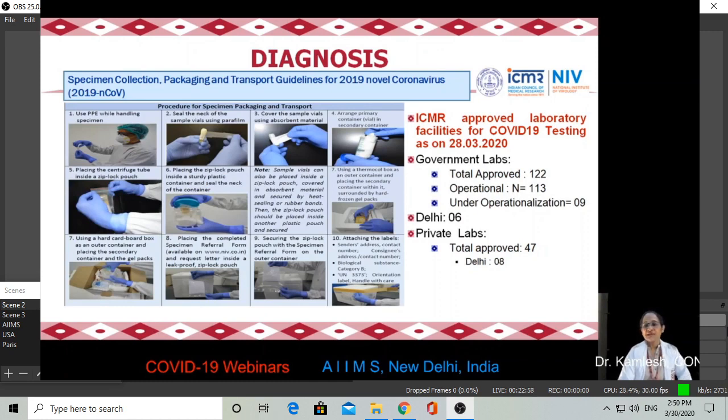Now, in India, ICMR approved lab facilities are available for testing. Both government labs and private labs are there. In total, the government labs are about 122, out of which 113 are operational and the rest are under operationalization. In Delhi, we have 6 such labs. The private labs in total all over the country are 47 and in Delhi we have 8 labs.